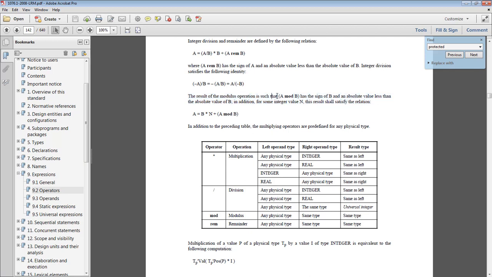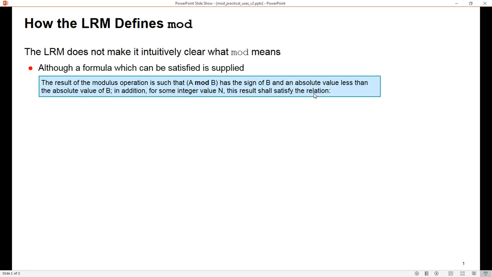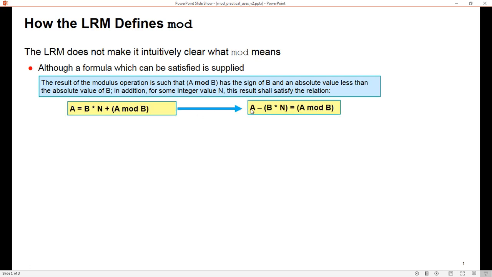So it's telling us that if we have an operation a mod b, the result has the sign of b and an absolute value, a magnitude, which is less than b. And for some integer value n, this should satisfy this relationship shown here. Okay, so what I'll do is I'll show you this on a slide, and we're going to reorganize the formula. There's just a repetition of what the Language Reference Manual said. Here's a formula which we can, just to make things easier, convert to this. So all we've done here is take the b multiplied by n term and move this to the left hand side of the equals operator by subtracting it, and therefore this a minus b times n gives us the value of the result of the mod operation.